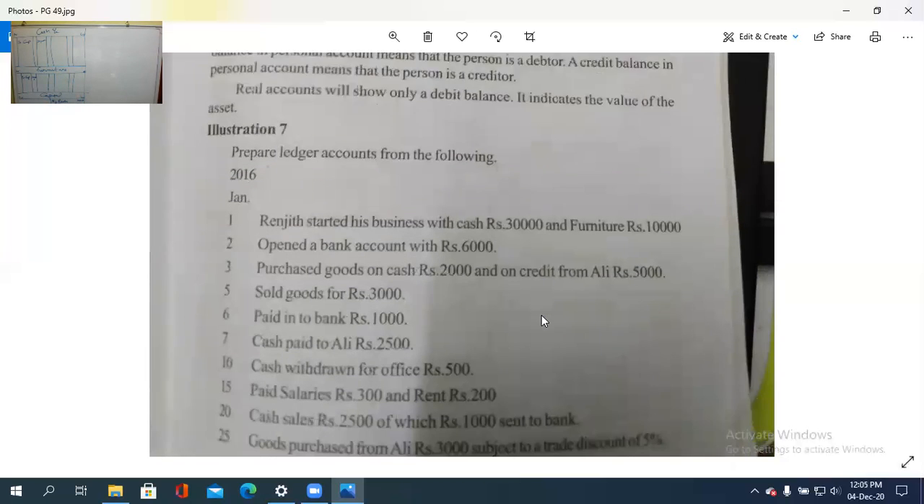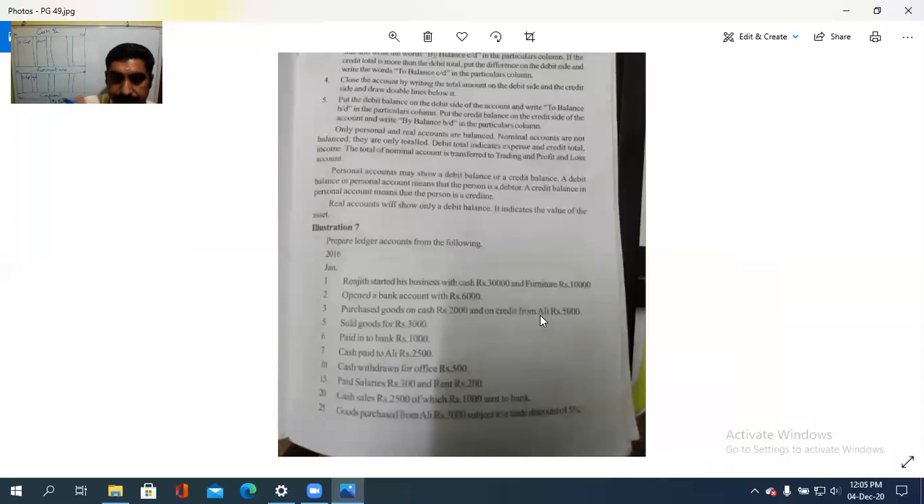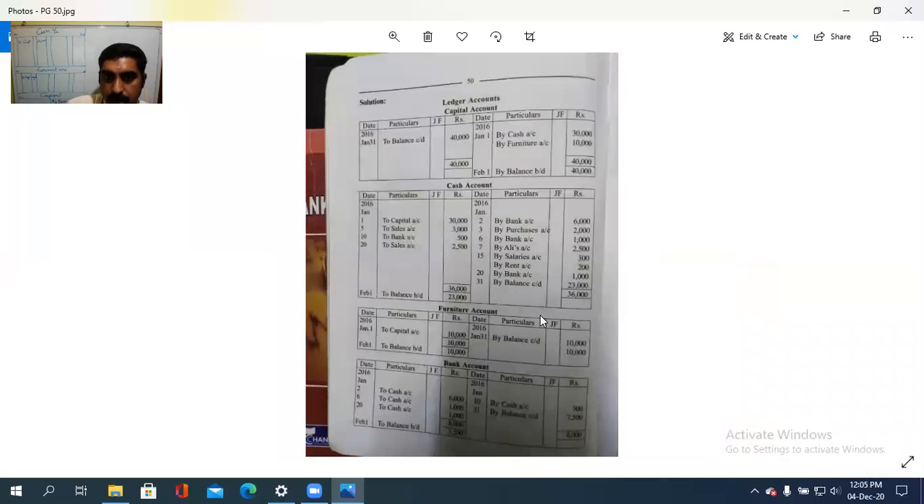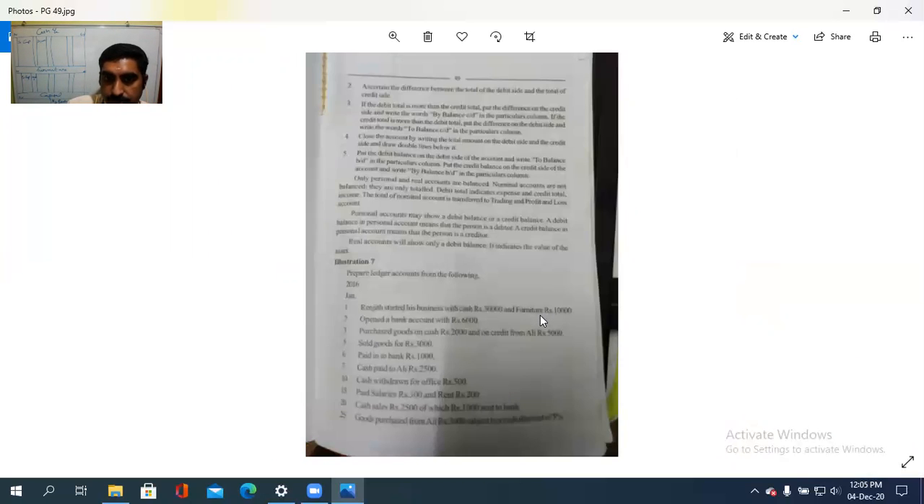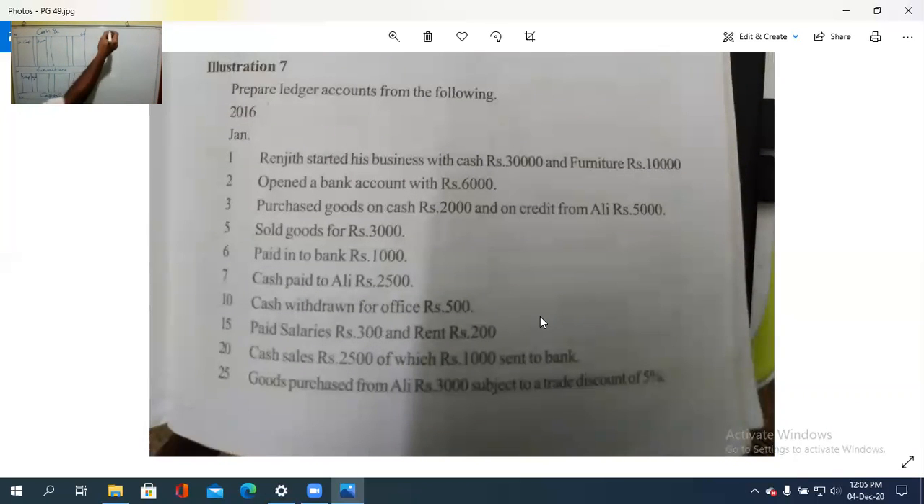Opened a bank account with 6,000 rupees. So, second entry is opened the bank account with 6,000. So, another entry, another account, bank account, needs to be passed. This also has a debit side and credit side. So, cash account debtor to capital, furniture account debtor to capital, and capital by cash and furniture.